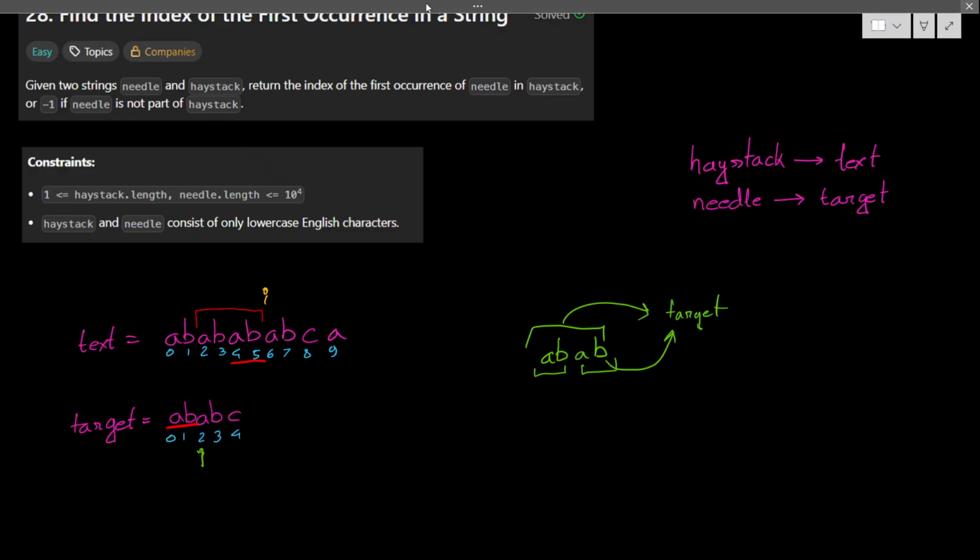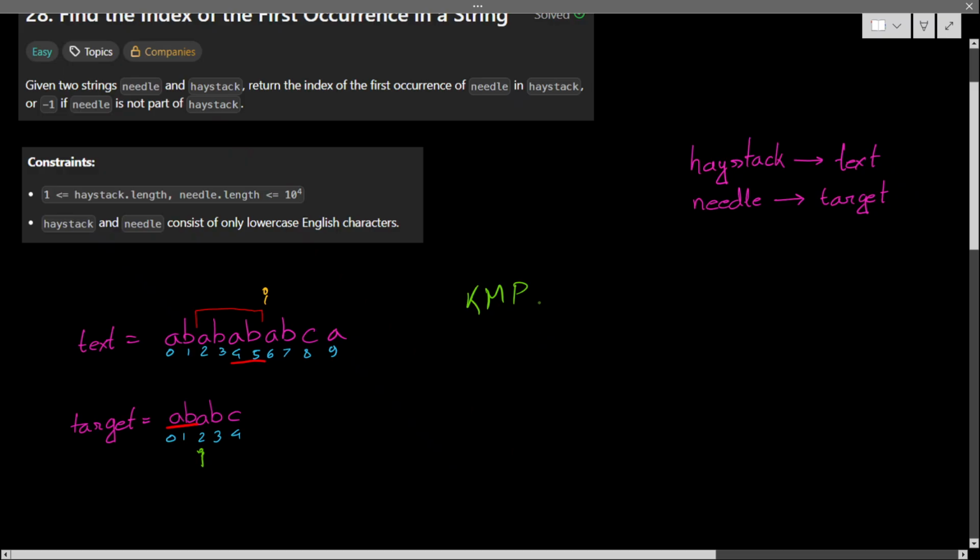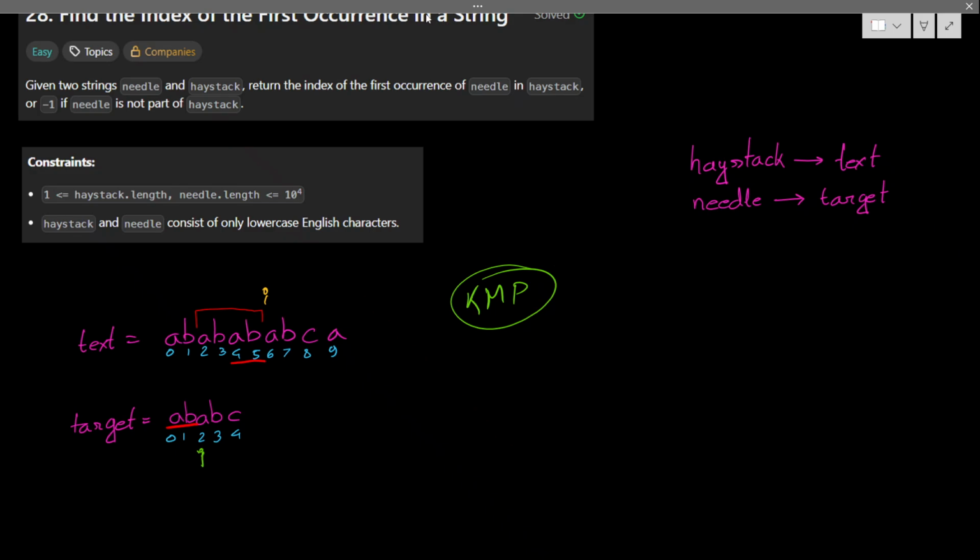This approach was actually invented by three computer scientists. If I'm not wrong, the names are Knuth, Morris, Pratt. So these three people invented this approach, and from their names, the algorithm is called the KMP algorithm. So let's learn about this KMP algorithm.